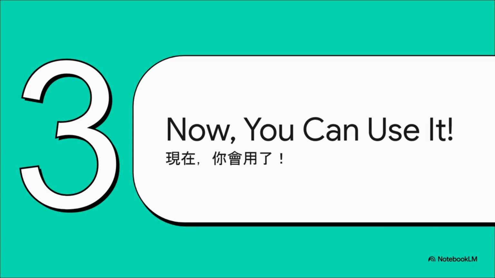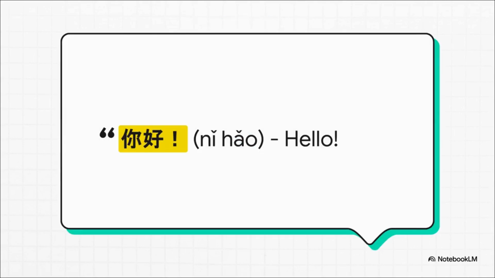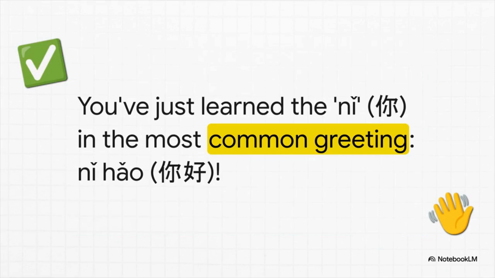All right, so we've got the memory trick locked down. Now for the fun part. Let's actually use it in the real world. Just think for a sec. When you meet somebody new, anywhere in the world, what's like the number one thing you say? The first word out of your mouth? Hello, right? Of course. And in Mandarin, that's ni hao. And would you look at that? Right there, the very first part of the most famous Chinese greeting in the world is the character we just learned, ni.